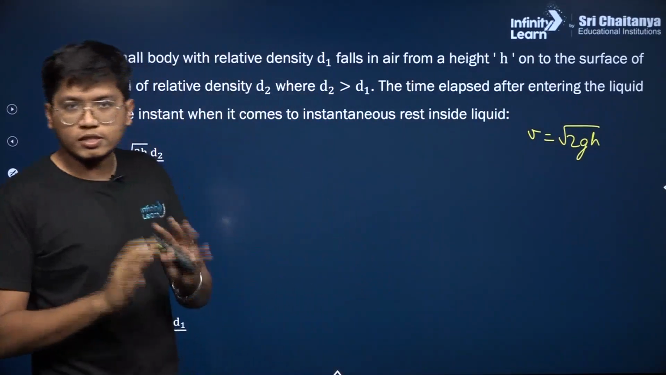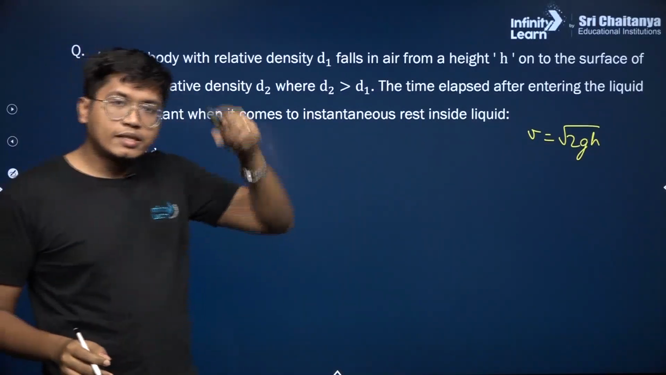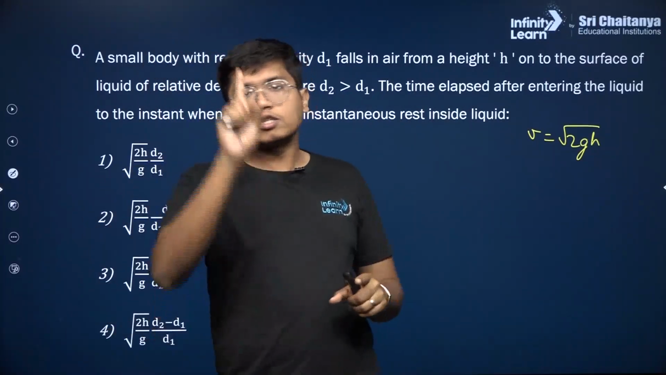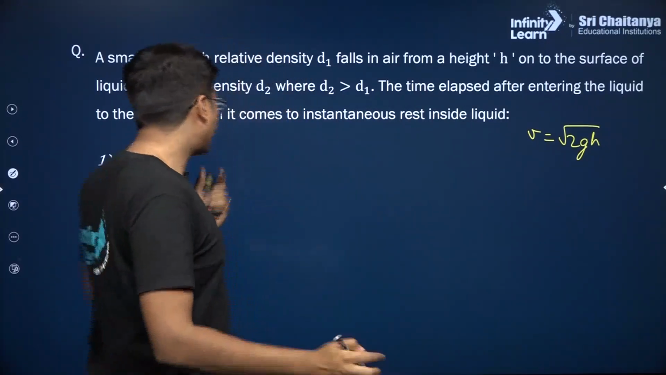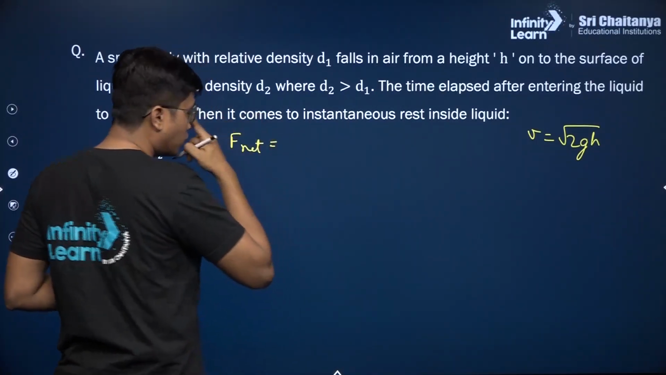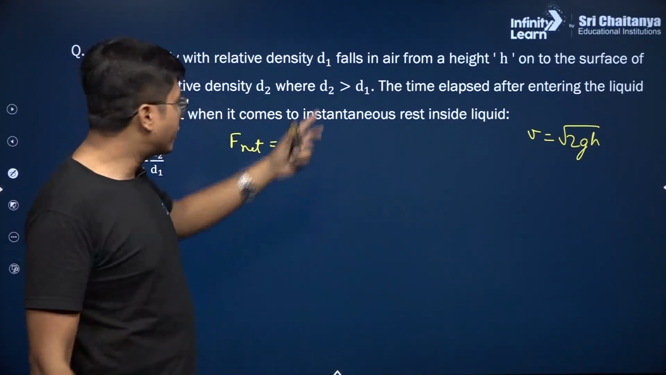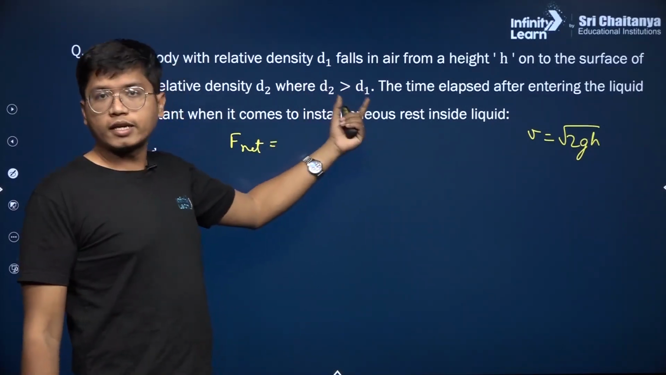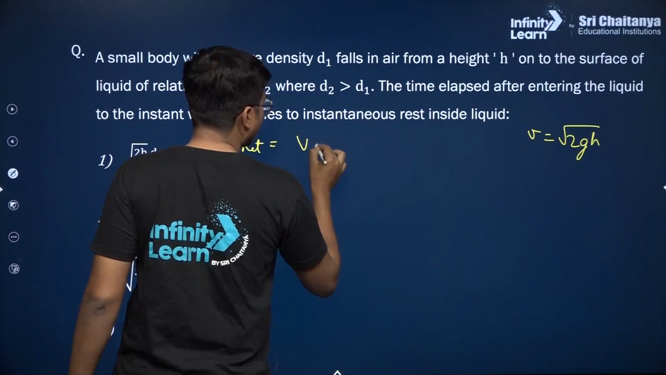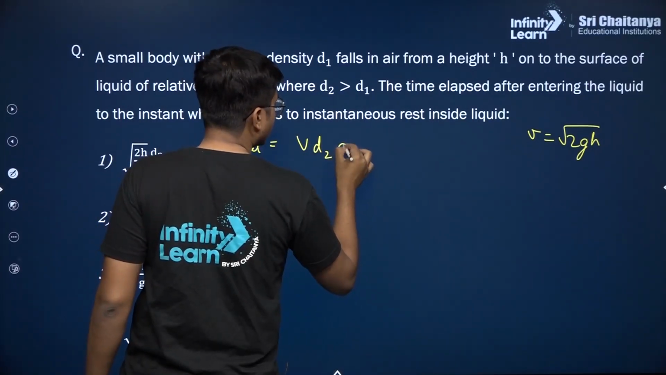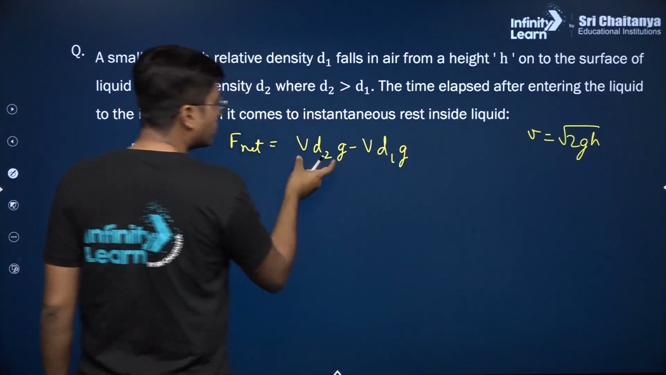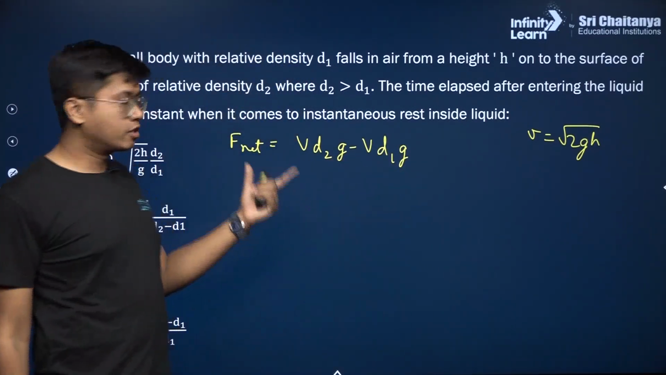That is universal. That does not change. Now once it enters the liquid, what is the force acting on it? There's the gravitational force, there's the buoyant force. And the net force is equal to the buoyant force minus the gravitational force, and the buoyant force is going to be greater, because you can see the density of liquid is greater than the density of solid. So we'll write that first. It is going to be v into d2g minus v into d1g. This part is the buoyant force, this part is the normal gravitational force.